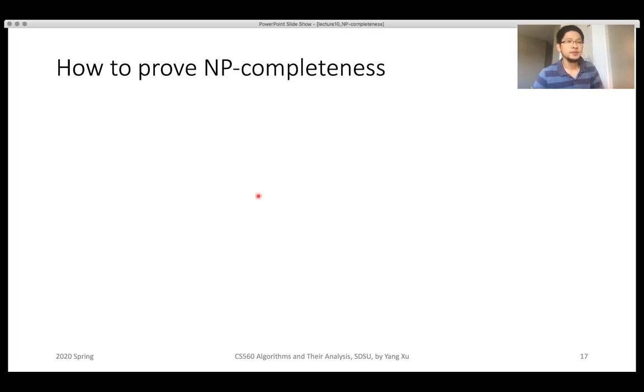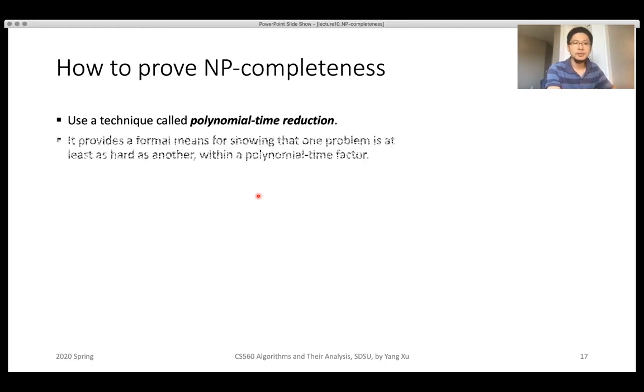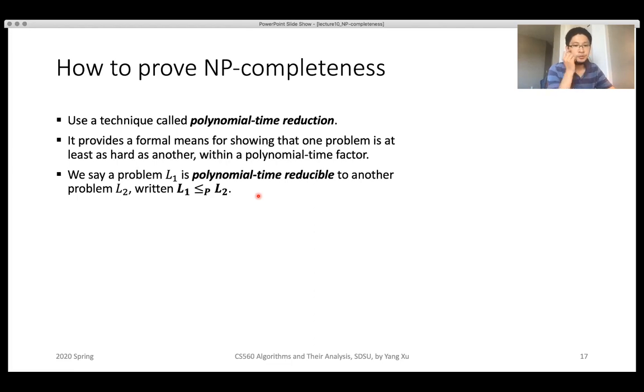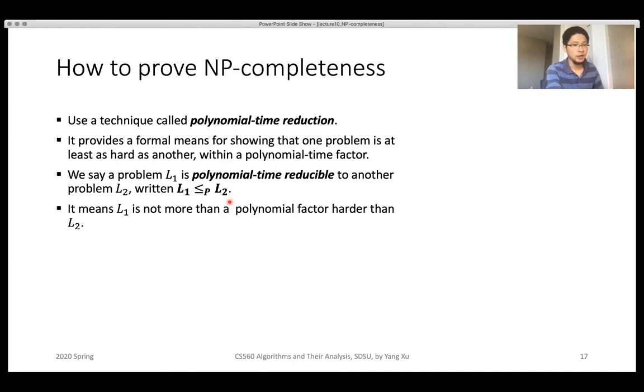So next, let's briefly talk about how to prove the NP-completeness of a problem. Okay, so we can use the technique called polynomial time reduction. It basically provides a formal means for showing that one problem is at least as hard as another, within a polynomial time factor. So we can use the equation L1 ≤ L2, showing that L1 is polynomial time reducible to another problem L2. Okay, so it means that L1 is not more than a polynomial time factor harder than L2.